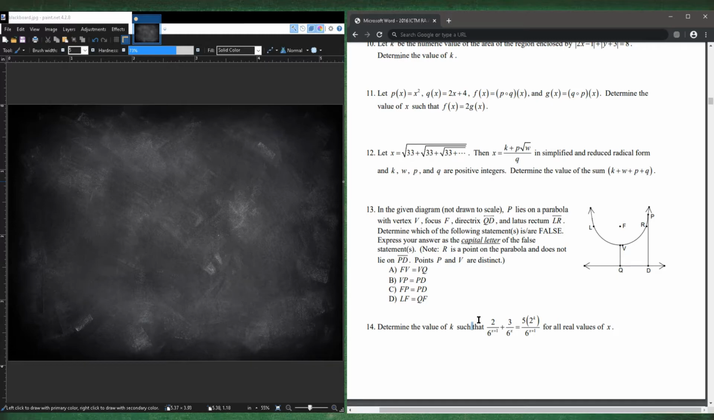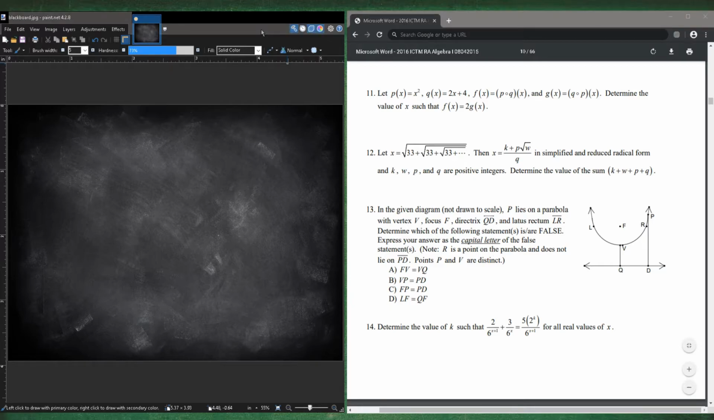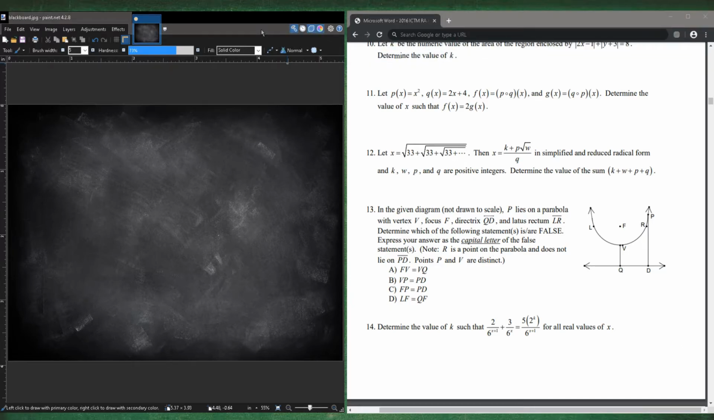V is the vertex, F is the focus, and line QD is the directrix, and the latus rectum is LR. Okay, so you can just look at the diagram, right? So determine which of the following statements are false. Okay, so this is just gonna test your properties, if you know conics.